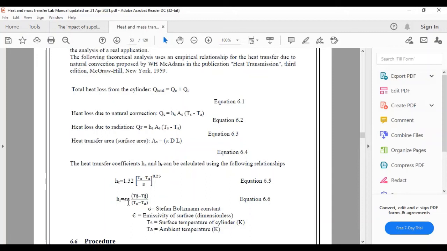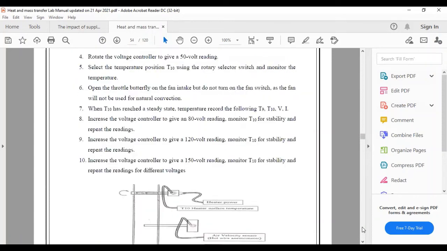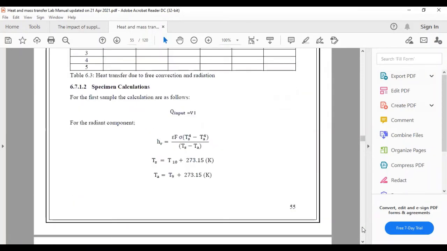And what is the formula? The formula is given here. This is epsilon, that is the emissivity of the surface, and this is sigma, the Stefan Boltzmann constant. We know the values of these from the literature. We will use them here. Again, Ts is the temperature of the heater, and Ta is the temperature of air. So we have all of these values, and another factor in this formula is the shape factor.